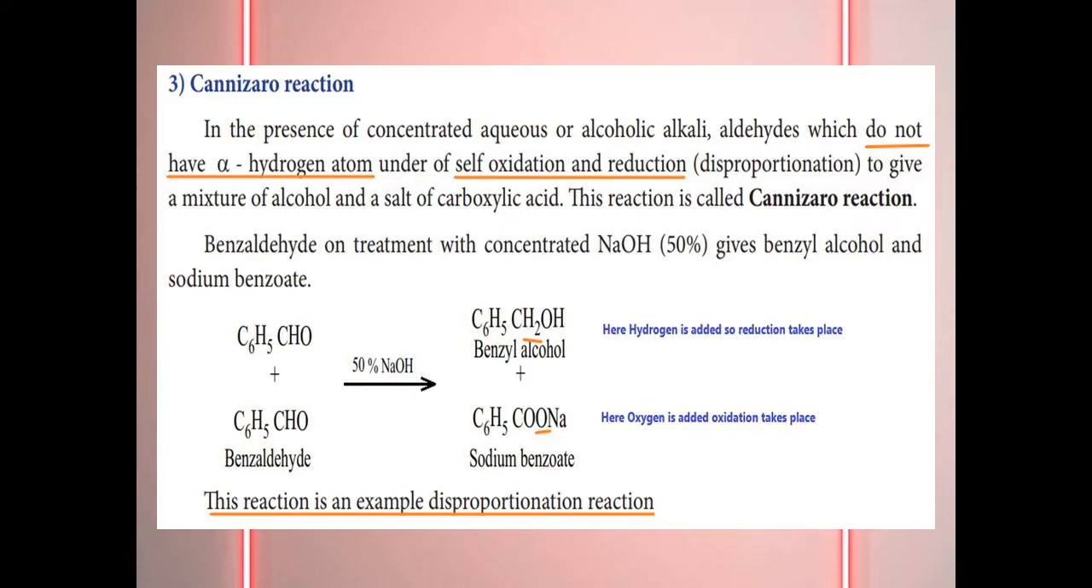One of the benzaldehydes undergoes reduction, that is addition of hydrogen. I underlined in orange color, 2 hydrogens are added there, so we get the product benzyl alcohol. In the same way, another benzaldehyde undergoes oxidation. What is oxidation? Addition of oxygen. So I indicated in orange color, one oxygen is added to benzaldehyde. The sodium we get from the sodium hydroxide, so it is called sodium benzoate. This reaction is called a disproportionation reaction. This is an example of a disproportionation reaction.